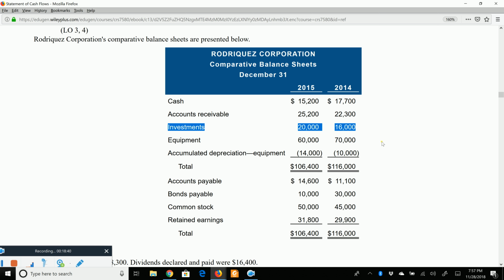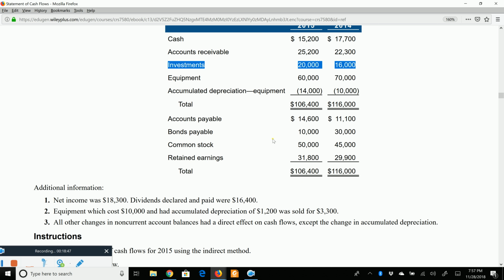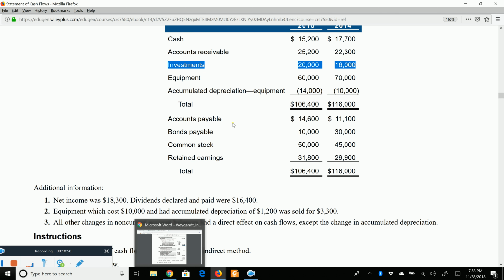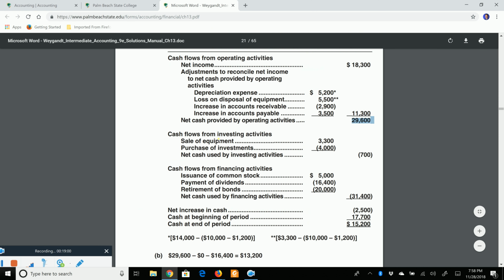What would make investments increase? Well, we most likely bought some more. So if we increase the investments by $4,000, that must mean that we bought more investments. That is a cash outflow. So if we take a look at the cash flows from investing activities, purchase of investments, you see that here, negative $4,000.